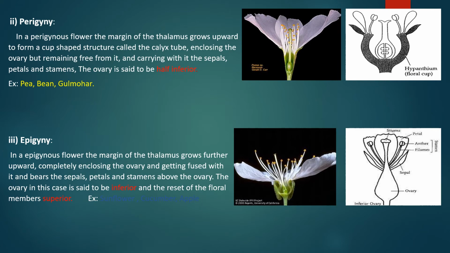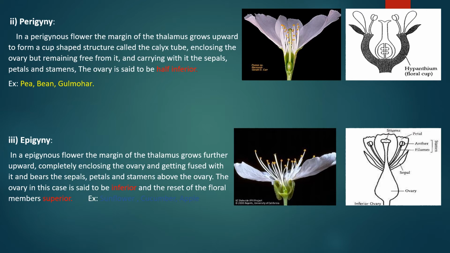Second one, the perigyny. In a perigynous flower, the margin of the thalamus grows upward to form a cup-shaped structure called the calyx tube. You can see here this cup-shaped calyx tube is formed, enclosing the ovary but remaining free from it and carrying with it the sepals, petals, and the stamens. Here, the ovary is said to be half inferior. You can see here this is a half inferior ovary, as we see in case of pea, bean, as well as gulmohar.